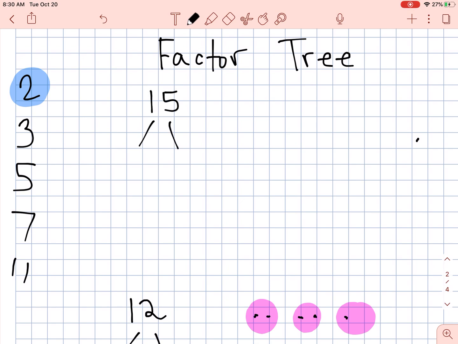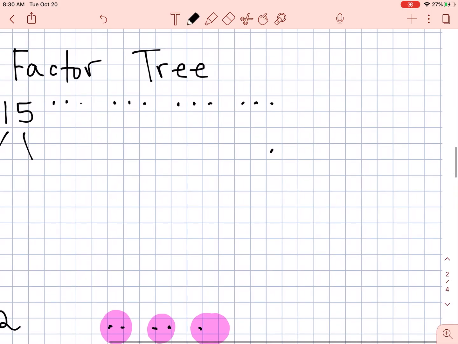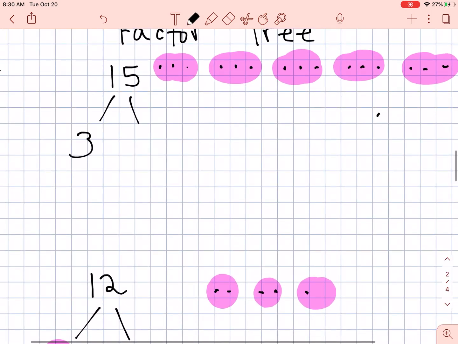So again, to start with, is 15 divisible by 2? Can I divide 15 by 2? Let's see here. I can't divide 15 by 2. So I'm actually going to move on to the next prime number, which is 3. Can I divide 15 by 3? Let's see. 1, 2, 3, 4, 5, 6, 7, 8, 9, 10, 11, 12, 13, 14, 15. I can. How many groups is that? 1, 2, 3, 4, 5. So 3 times 5 is 15.